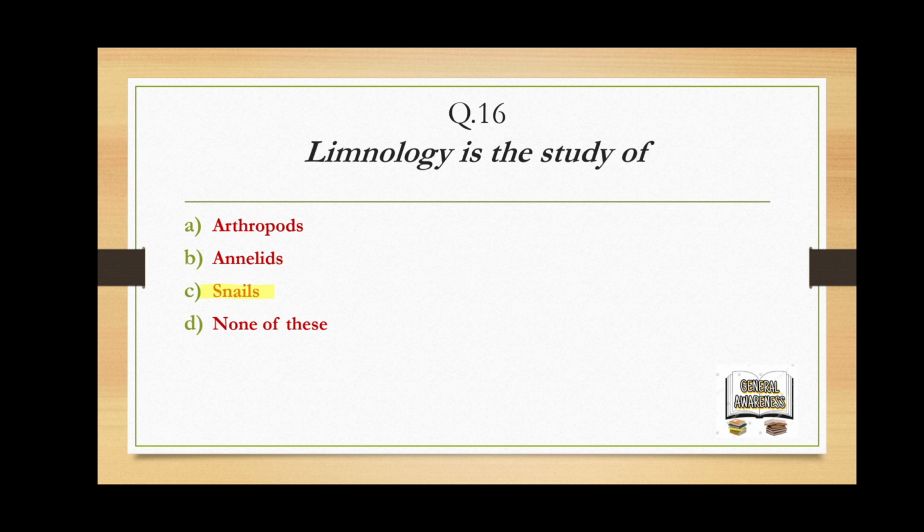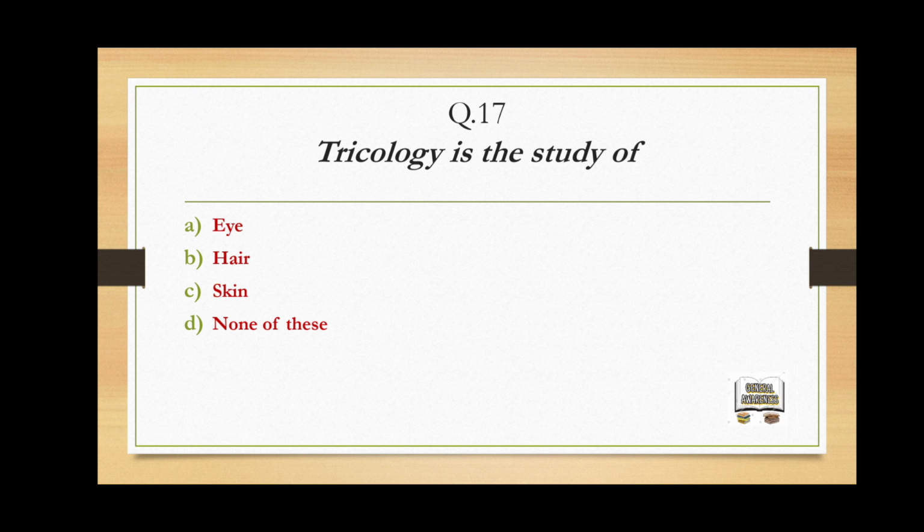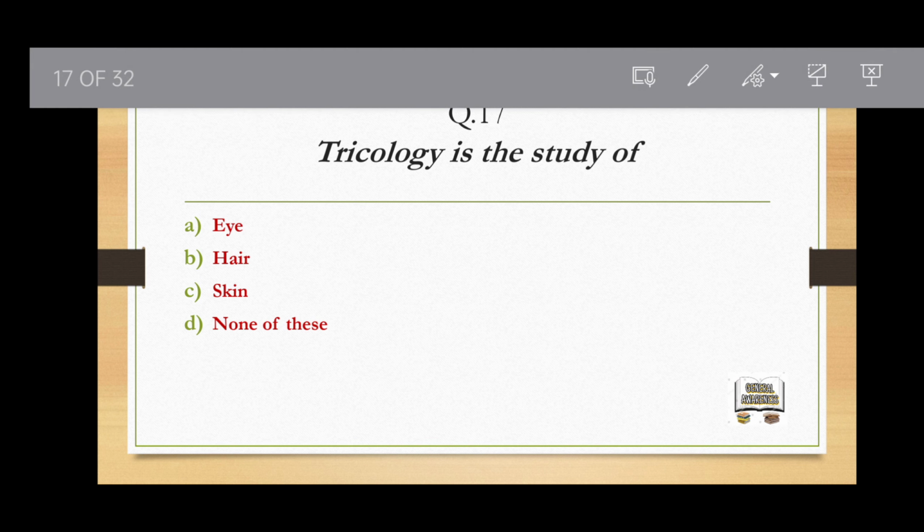Next question. Trichology is the study of option A eye, option B hair, option C skin, option D none of these. The correct answer is option B hair.